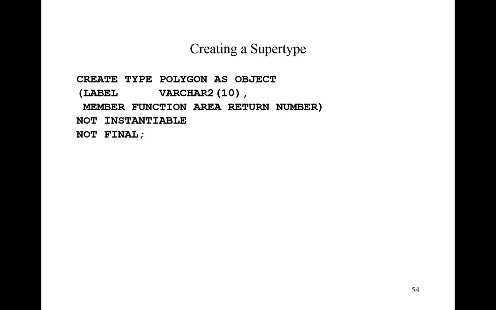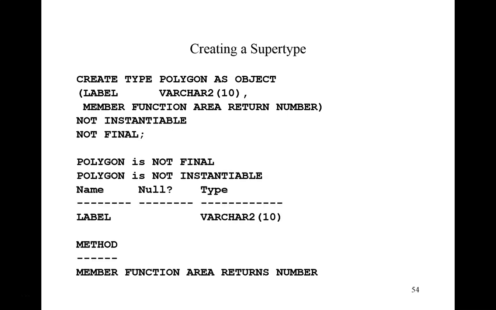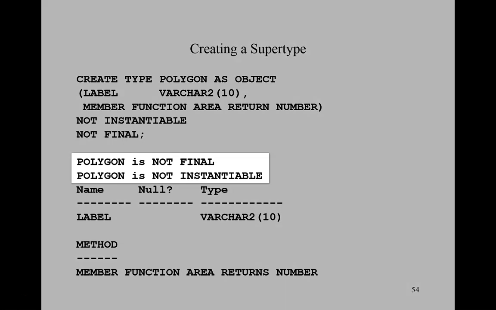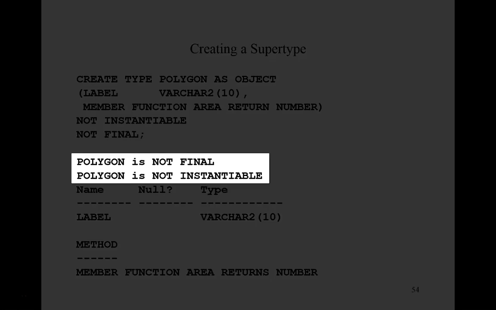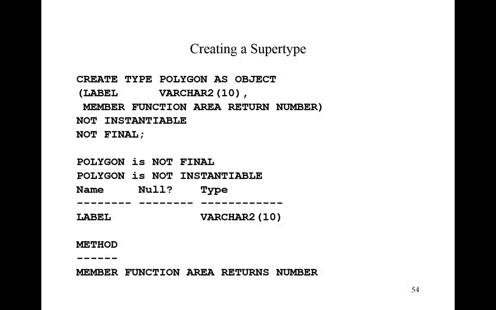After executing this statement, we can examine the structure of the Polygon supertype by using the DESCRIBE command. What is revealed is confirmation that it was declared as not final and also not instantiable. Specifying not final allows us to create subtypes. Specifying not instantiable says we'll never create an actual polygon object.